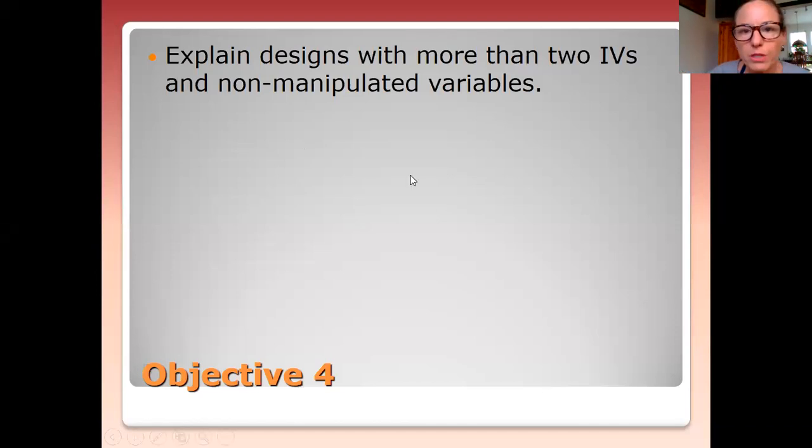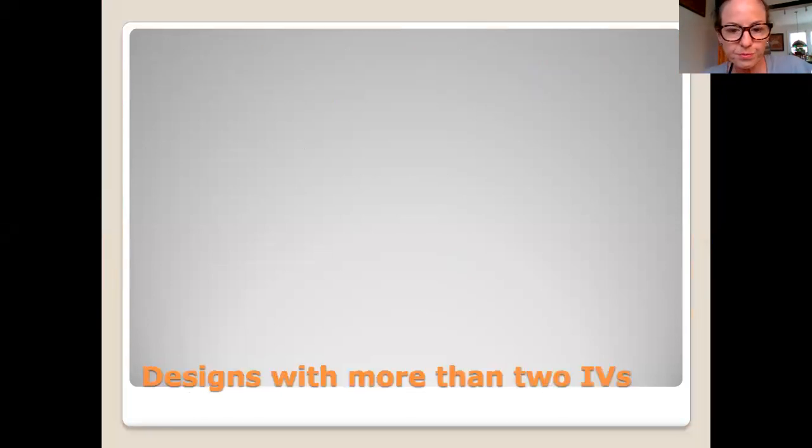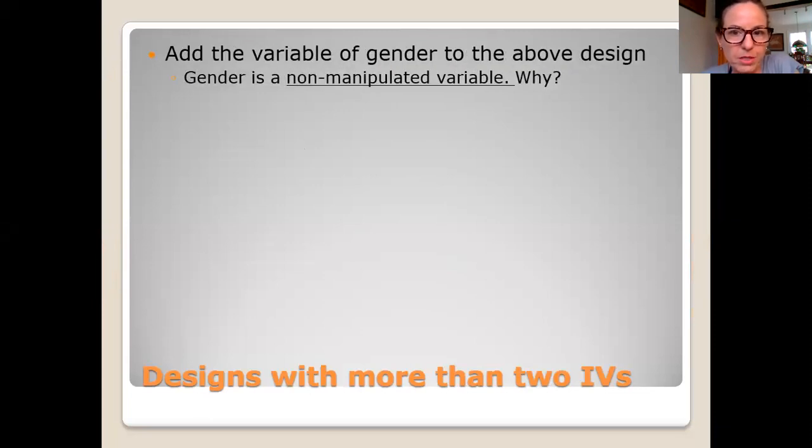All right, so we're going to talk about designs with more than two independent variables, because we've only talked about ones that have only two independent variables for the most part. And we're going to talk about non-manipulated variables, because typically in an experiment you're going to have manipulated variables where you change things for different groups, but there are also non-manipulated variables that sometimes occur in experiments, so we'll talk about those. Okay, first, designs with more than two independent variables.